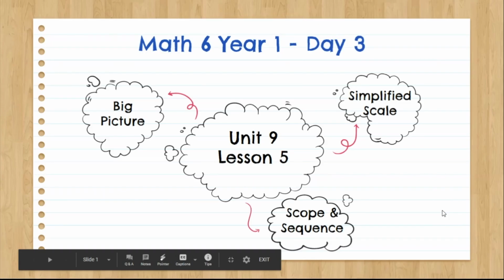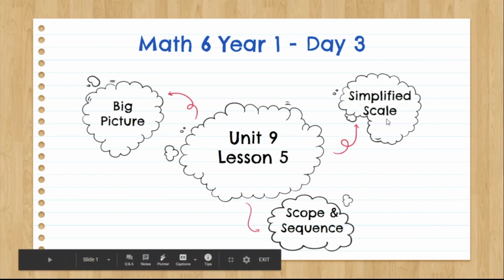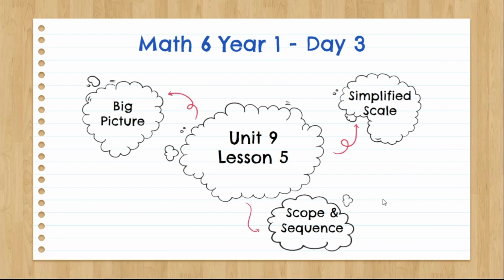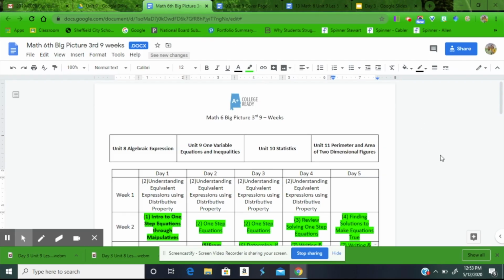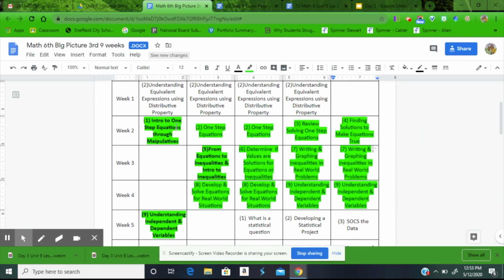We're going to continue looking at Unit 9 with Lesson 5. Because we've already looked at the UBD with Lesson 1, we're just going to look at the big picture, the simplified scale, and the scope and sequence with this lesson. If you'll see, we're still in the third 9 weeks. You've got Unit 9, one variable equations and inequalities. We just wrapped up Introduction to One-Step Equations through manipulatives, and you notice that continues on throughout that week.